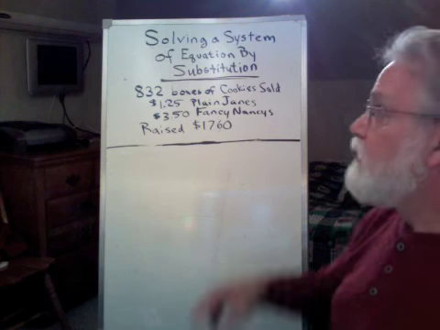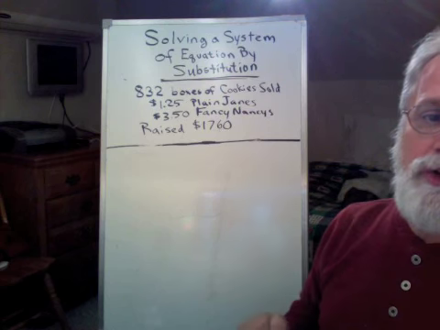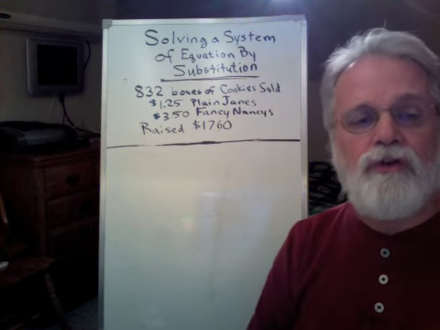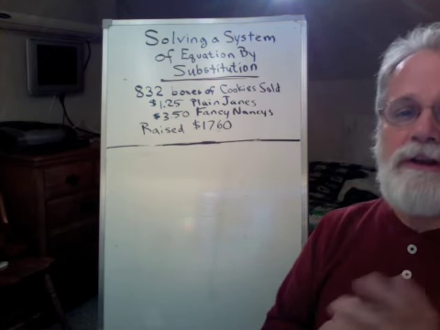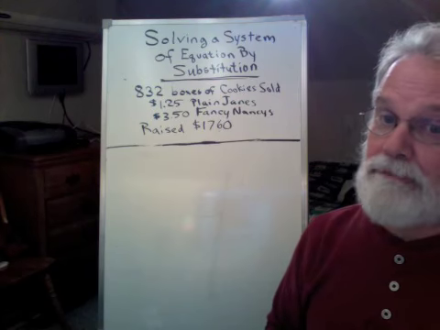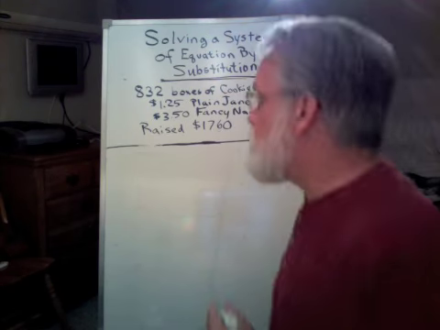And they sell two types. They sell the Plain Janes and they sell the Fancy Nancys. Now the Plain Janes cost $1.25 a box. The Fancy Nancys cost $3.50 a box. And they raised $1,760 this year. Not bad. So let's see how many they sold of each type this year.